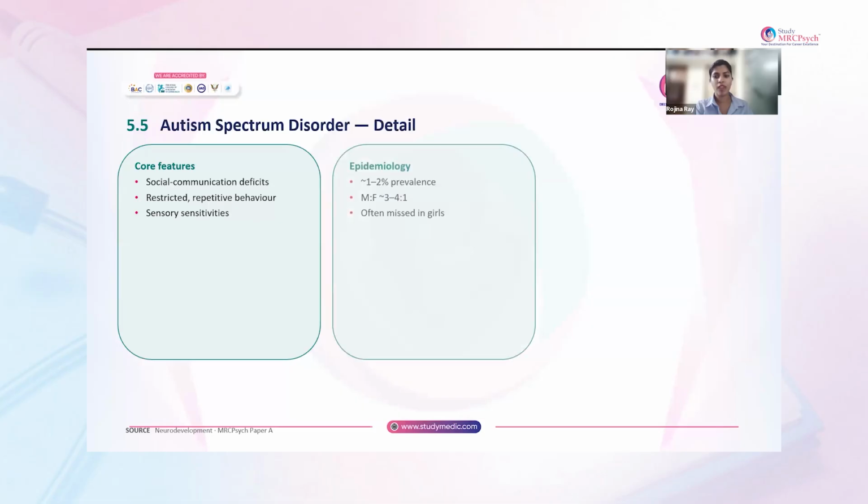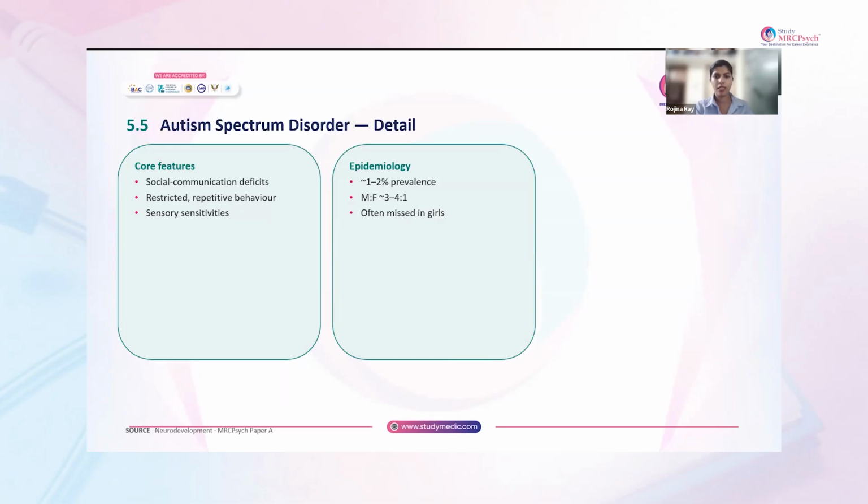So the epidemiology of ASD, when we look at it, it approximately affects around 1 to 2% of the population, with a male preponderance. The male to female ratio is around 3 to 4:1. And ASD is often missed in girls. Usually in girls it is diagnosed later, or it is underdiagnosed because they may camouflage their symptoms.